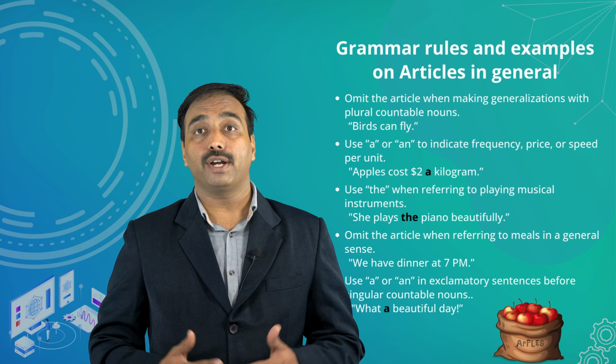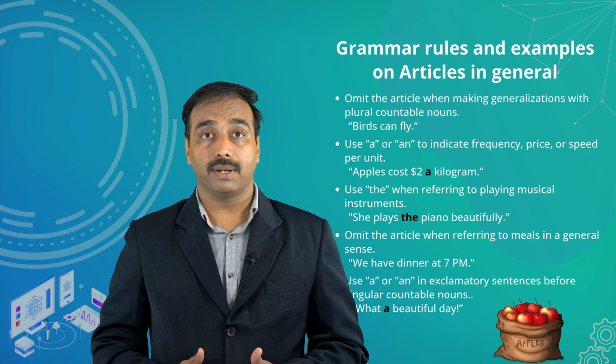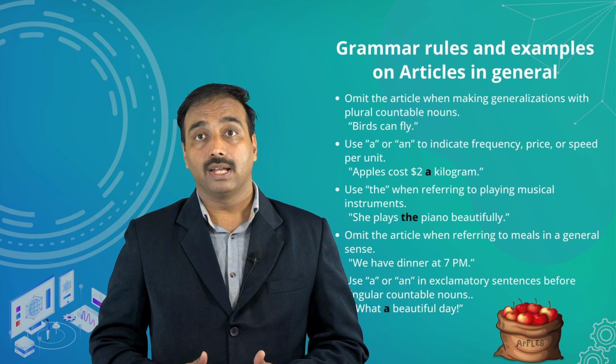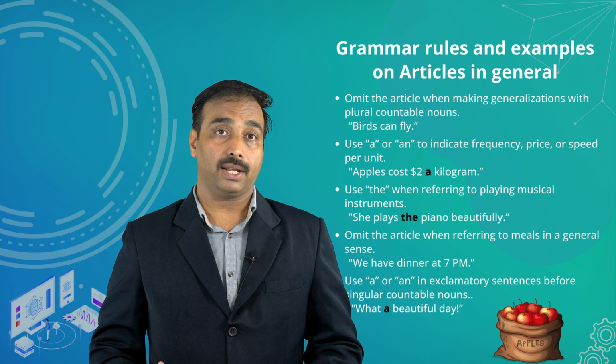Omit the article when referring to meals in a general sense. For example, we have dinner at 7 p.m. This refers to the meal without specificity.